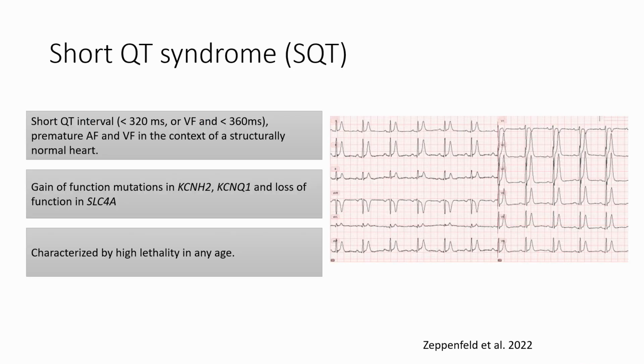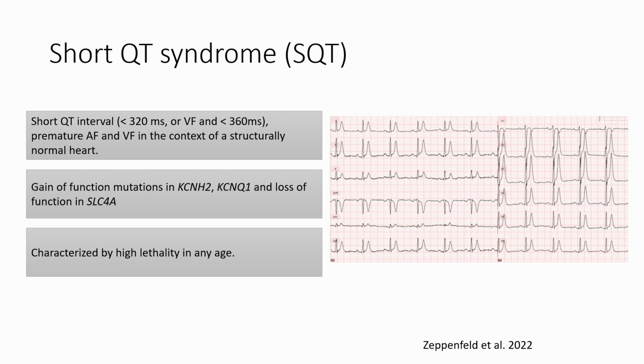Short QT. Short QT is a very rare syndrome characterized by a shortening of the QTc interval under 320 milliseconds, but in patients after documented arrhythmia, the threshold is a bit higher, about 360 milliseconds. It's a rare genetic disease caused by loss of function mutations in genes otherwise known for long QT, KCNH2 and KCNQ1, and also in the gene SLC4A, which we have one patient with.